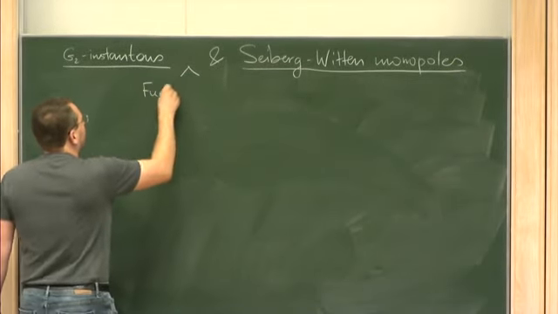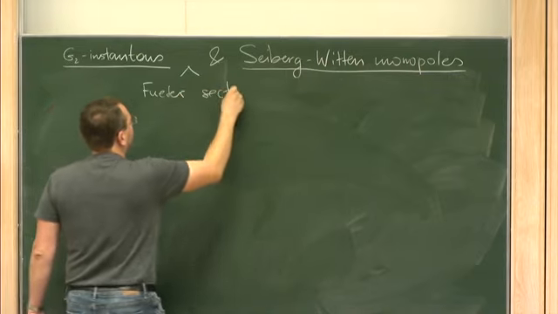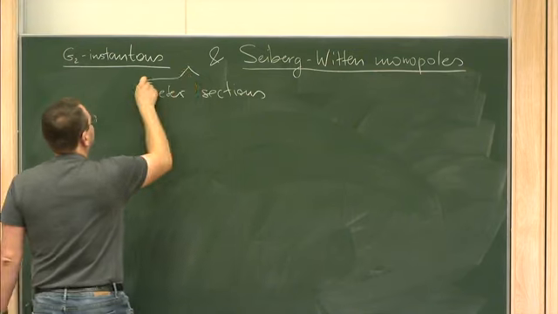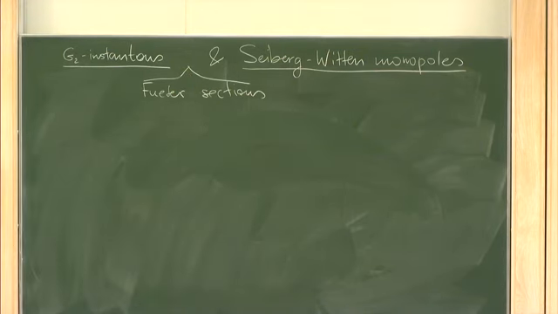These are Fueter sections that live in between G2-instantons and Seiberg-Witten monopoles. So let me start with those objects.